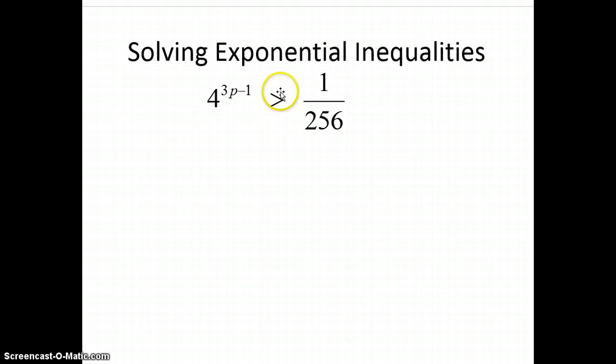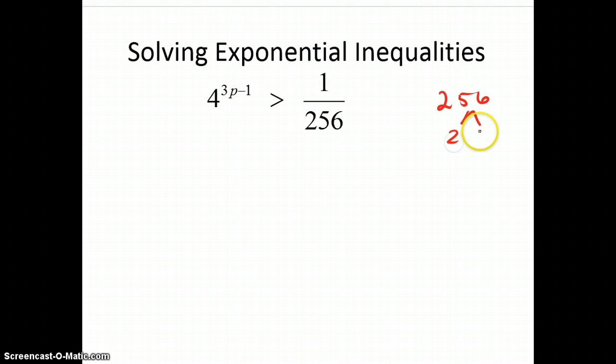So we did the last problem where this was an equal sign. It also works when it's an inequality. Instead of an equal sign, we're just going to use the inequality that's given. This one may look a little bit more difficult. We have 256. So how can we figure out how we're going to write this?